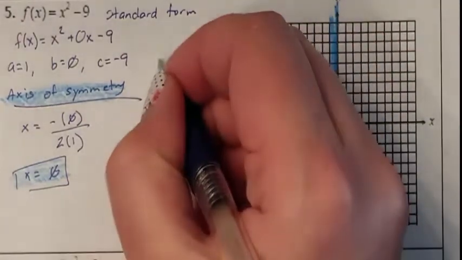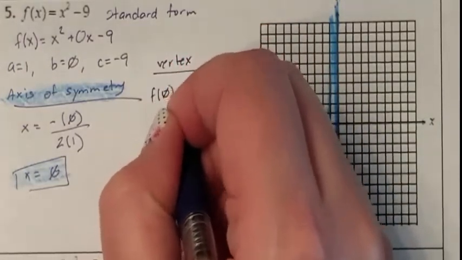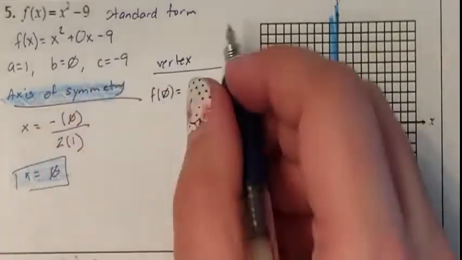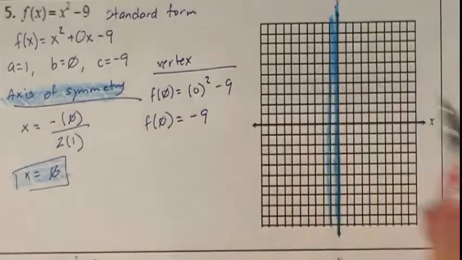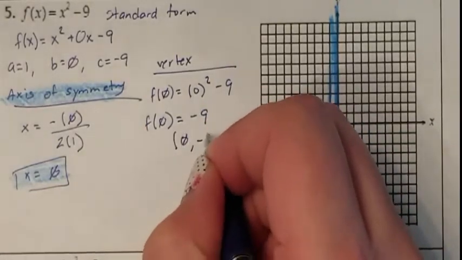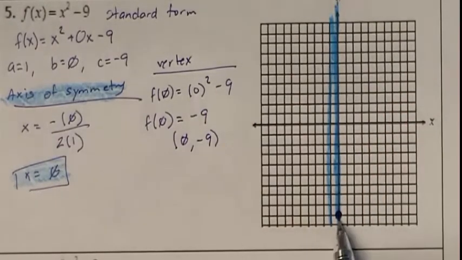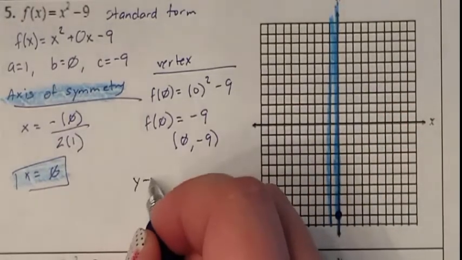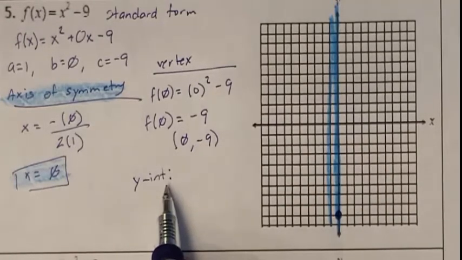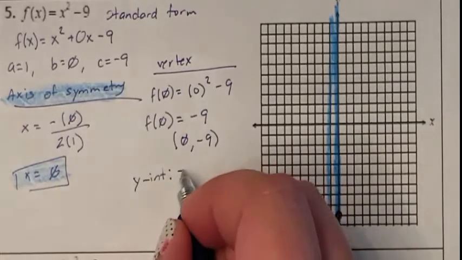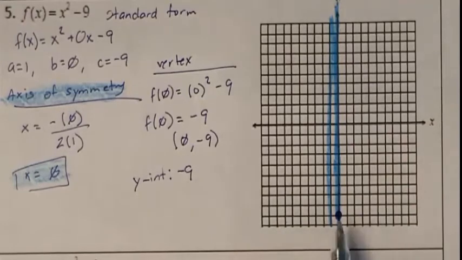Now I need to find my vertex. You find your vertex by solving for the axis of symmetry. So I'm going to solve this equation at 0. So f at 0 is negative 9. So my vertex is the coordinate point 0, negative 9. So there's my vertex. I need to find my y-intercept. My y-intercept is where I cross the y-axis. It's the C, it's negative 9, which just happens to also be my vertex. They are the same point.